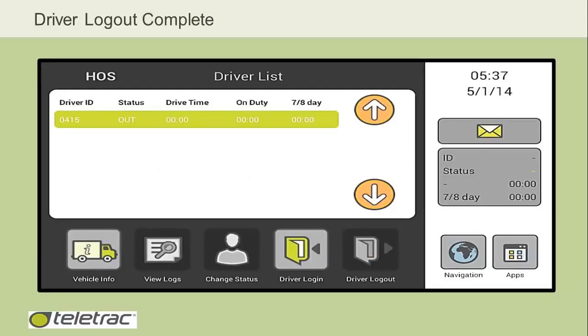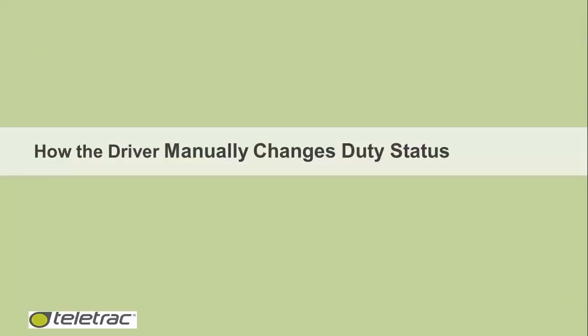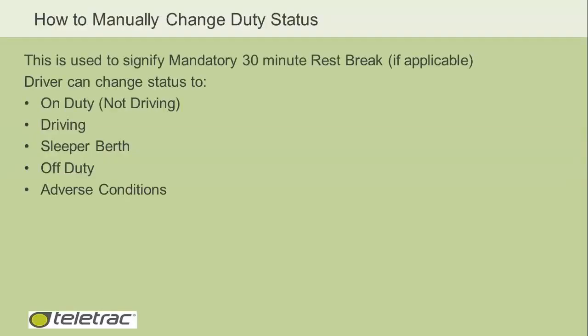In the HOS main screen, you can confirm the status of the driver is out on the left side of the screen, and all the time will be at 0 on the right-hand panel. The drivers can also manually change the duty status. They can manually change their status for many reasons, one of which is to signify the mandatory 30-minute rest break when applicable. The drivers are able to change their status to on duty, not driving, driving, sleeper berth, off duty, and adverse conditions.